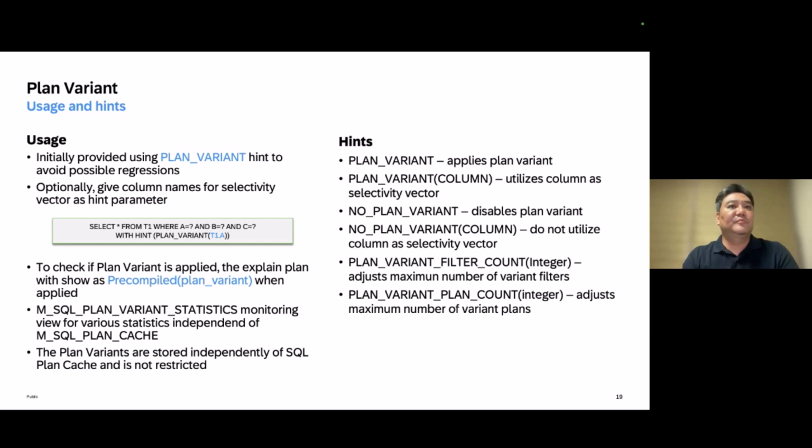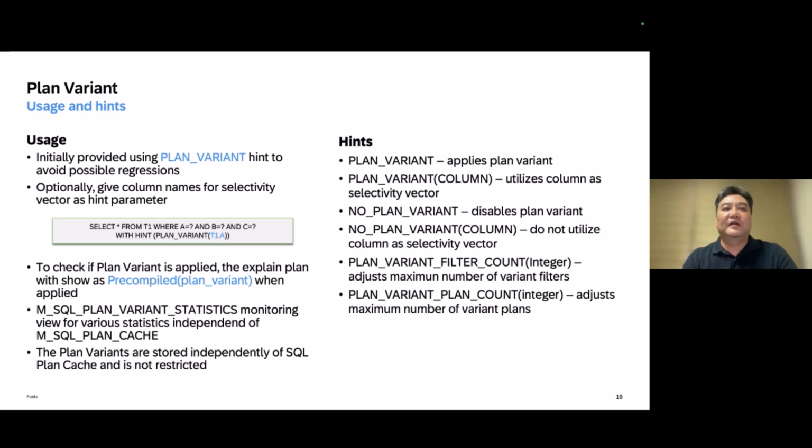So you can put in the column name, and if you want to check if the plan is utilizing the plan variant, just by creating an explain plan, the status will show as precompiled plan variant. And you can check the statistics in the M_SQL_PLAN_VARIANT_STATISTICS view, and this is independent of the M_SQL_PLAN_CACHE. So the SQL plan cache is still using the existing cache items or columns, and the size is still restricted.